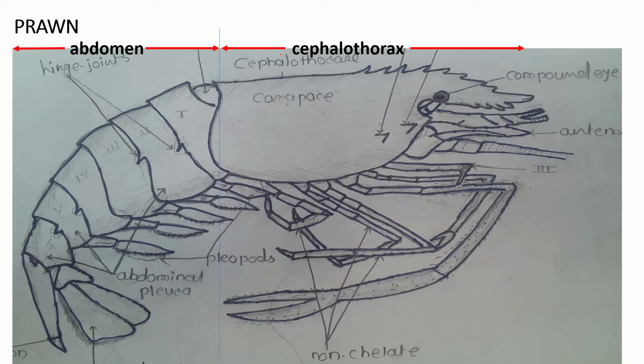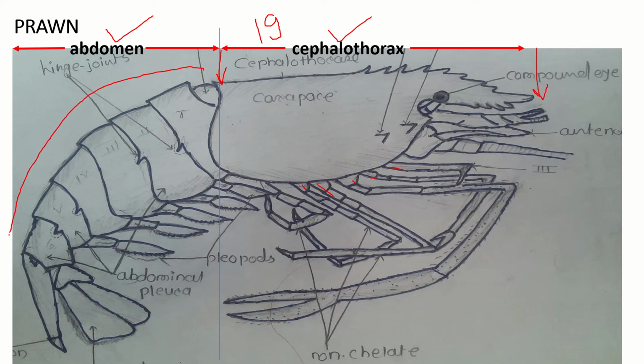The body of this organism is covered by 19 segments and has jointed appendages. The body is divisible into two parts: the anterior part, called the cephalothorax, and the posterior part, called the abdomen.